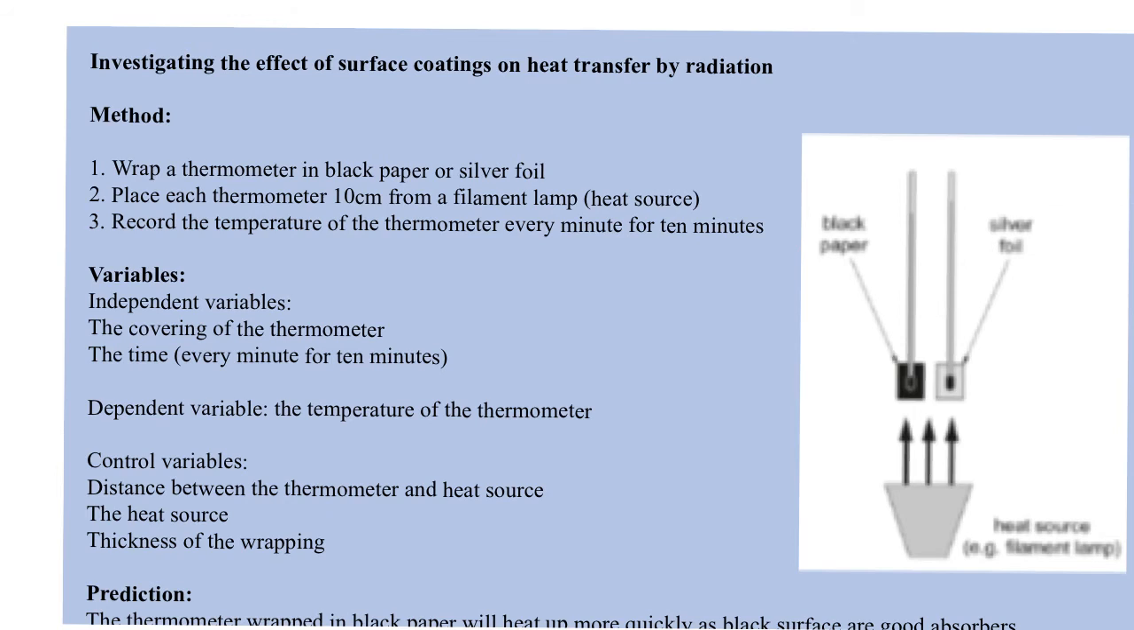Now, variables. We have actually got 2 independent variables in this one because I am changing, as a scientist, 2 things. The first thing, which is quite obvious, I'm changing the covering of my thermometer, and I'm choosing whether it is either covered in black paper or covered in silver foil. But the other thing I'm choosing to change is the time. I'm deciding that I'm going to measure the time every minute for 10 minutes. So that's also an independent variable.